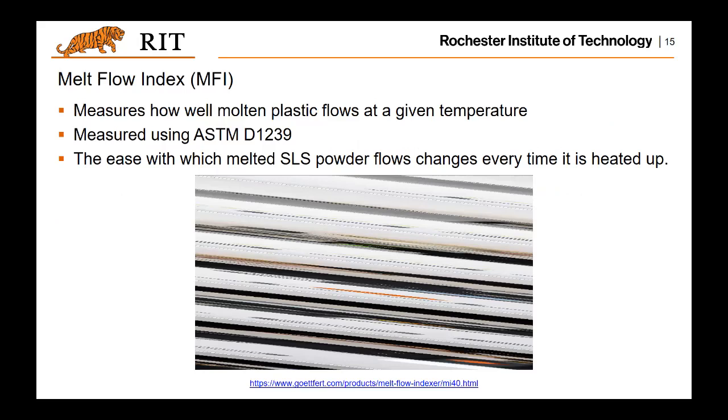So another concept is this melt flow index. It measures how well the molten plastic flows at a given temperature. It is defined by an international standard. And the ease with which melted SLS powder flows will change every time it is heated up. So if we look at this video, you can have some more intuitive understanding about it.